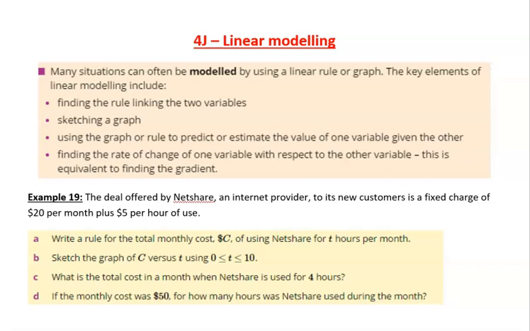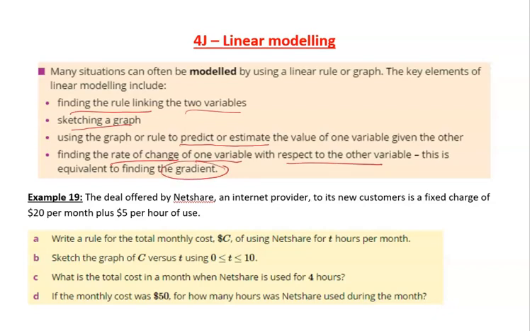There's lots of situations that we can model using a linear rule or a graph. If we've got a constant rate of change, then we can find the rule using the formula we've been working with, gradient intercept form, linking these two variables. We can sketch a graph, which allows us to then predict or estimate a number of these values. And if we can find the rate of change of one variable with respect to the other, that is our gradient. That's what we're doing.